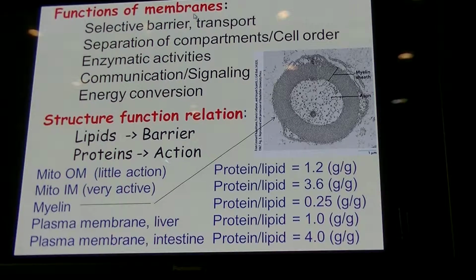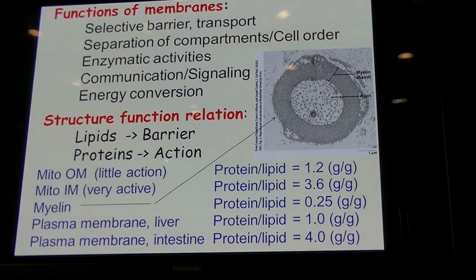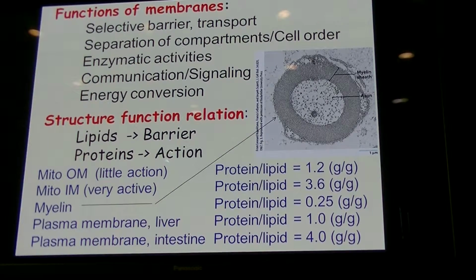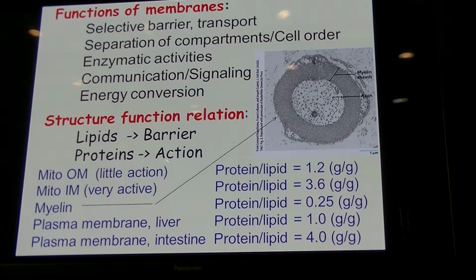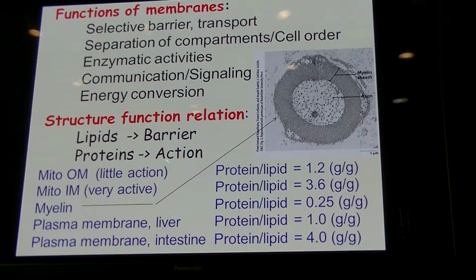And we can simply say the lipids provide the barrier function. The lipids are the barriers. The proteins provide whatever action is going on in that membrane. So if it's selective transport, that's provided by a protein. If it's an enzymatic activity, that's provided by a protein. If it's communication, that's provided by a protein. So we are going to predict, if we look at different membranes, and the function of that membrane system is mainly to be a barrier, that we mainly see lipids in there.